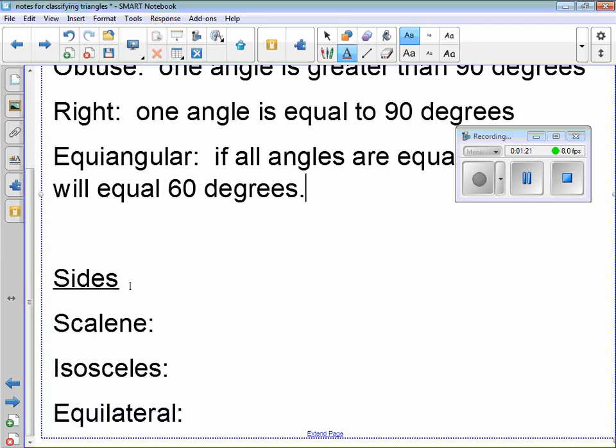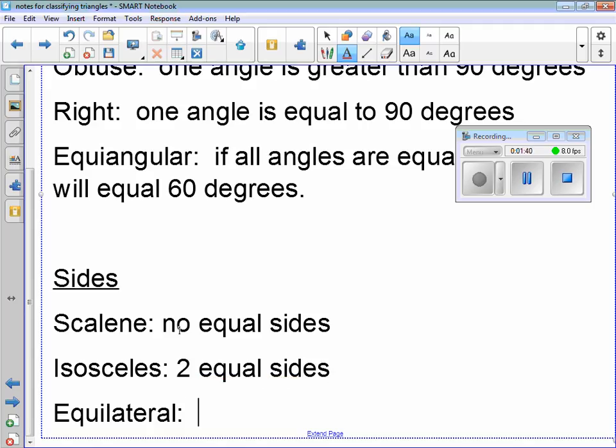To identify a triangle by its sides, we have scalene, isosceles, and equilateral. A scalene triangle has no equal sides. An isosceles triangle has 2 equal sides. And an equilateral triangle has all sides equal.